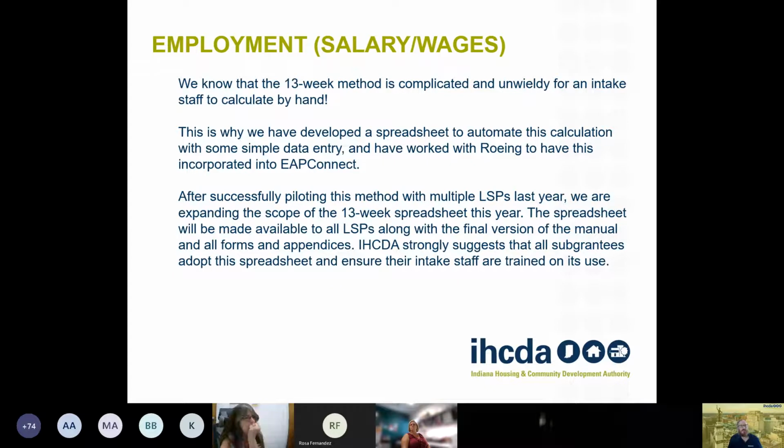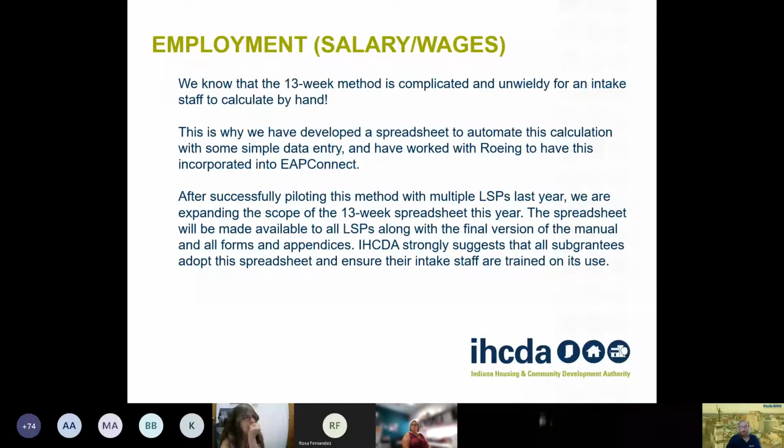How's that feeling? Clear as mud? So yes, I recognize this is a very complicated and unwieldy process for intake staff to calculate by hand. And that is why we have developed a spreadsheet to automate this calculation with some simple data entry.